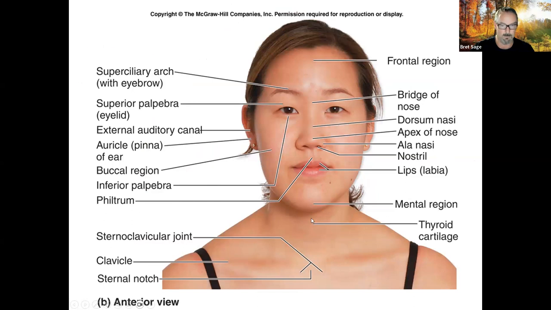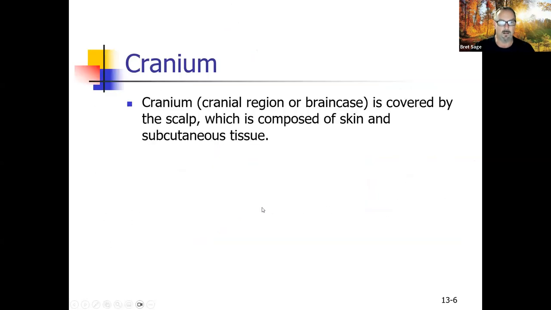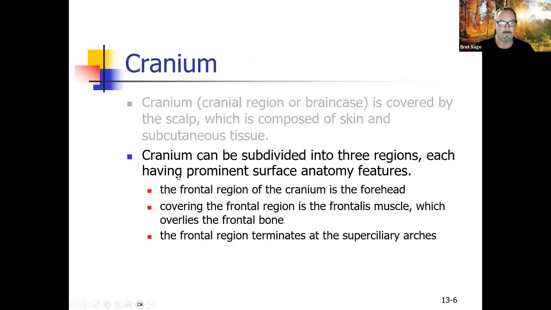Mental meaning chin. Cranium. The cranial region is covered by the scalp, composed of skin and subcutaneous tissue. Cranium can be subdivided into three regions, each having prominent surface anatomy features. Frontal region, forehead. Covering the frontal region is the frontalis muscle, which overlies the frontal bone.